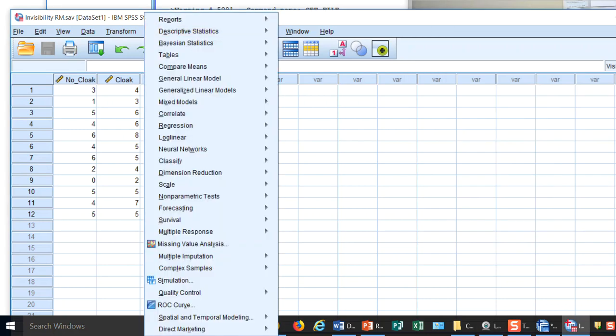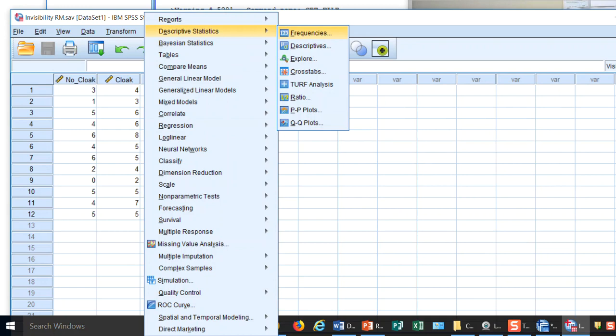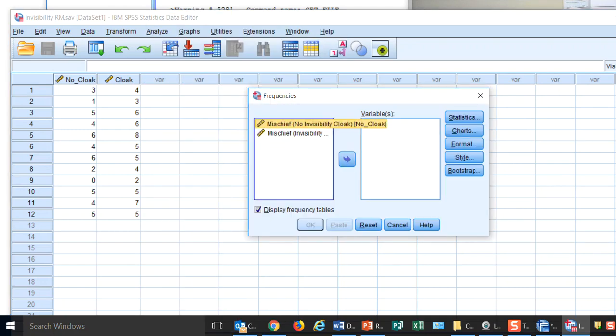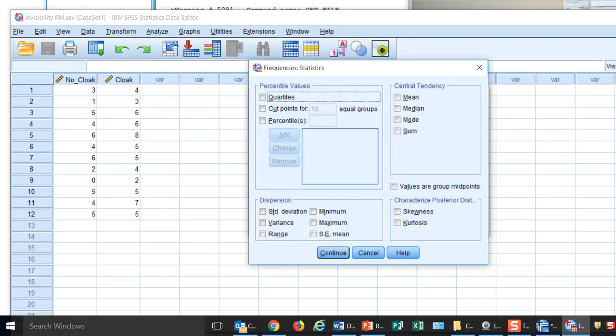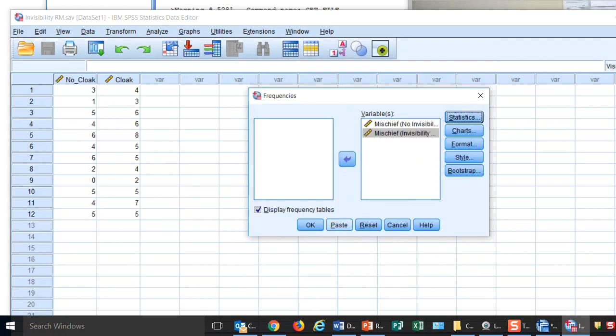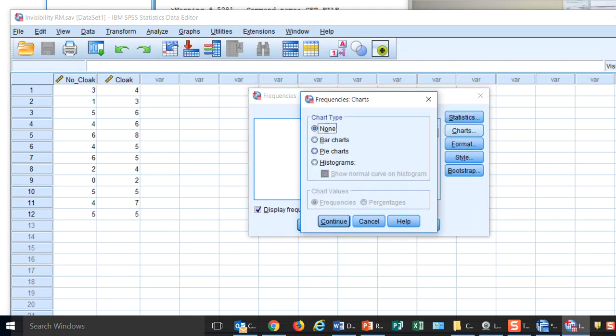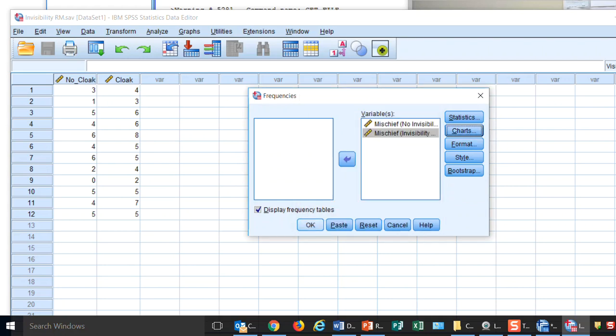All right, so we're going to go to Analyze, Descriptive Statistics, Frequencies. I want to know mischief with no cloak and mischief with cloak. I want some statistics on those. In particular, I want to know the standard deviation and the mean. Continue. I would like a frequency table just so I can see if there are any gaps. In terms of charts, I would like a histogram, please. Continue.